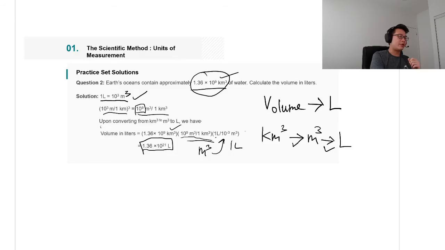Since we are already given the conversion factor over here, we know that 1 liter will be corresponding to 10 to the power of 3 meter cube. So we have a conversion factor over here. In other words, we can further convert that to a ratio. So we have 1 liter to 10 to the power of 3.